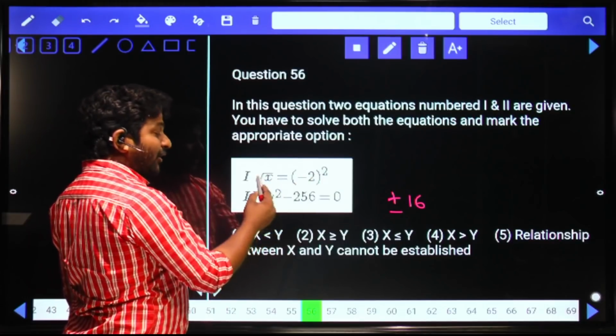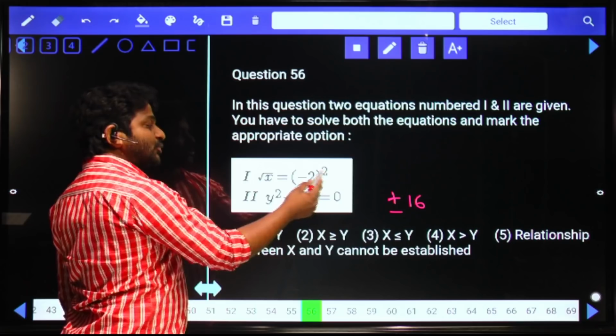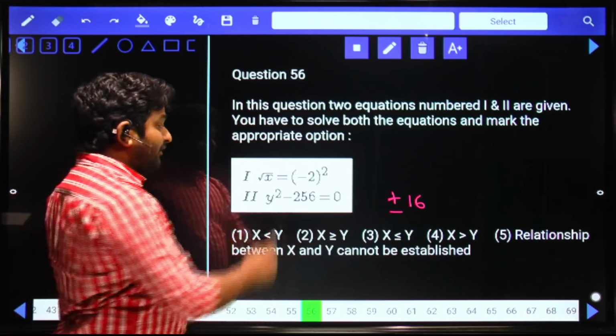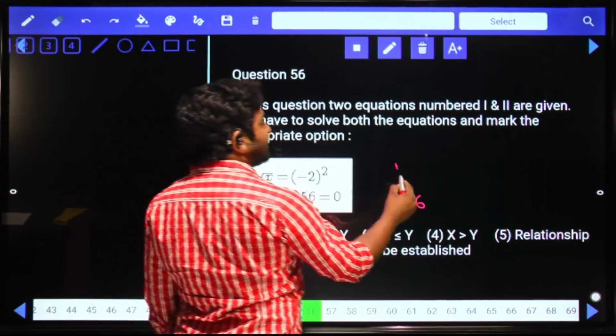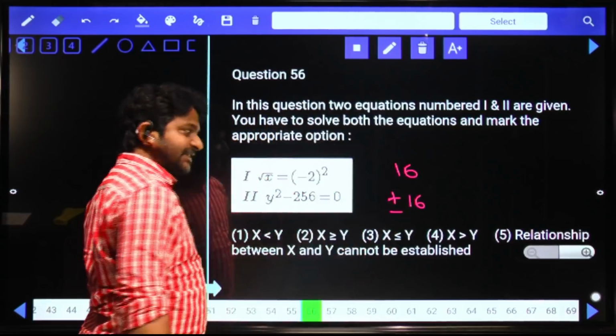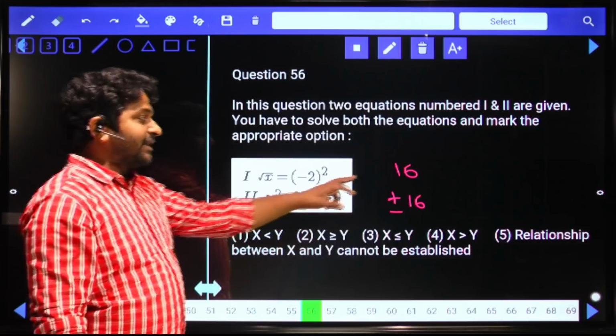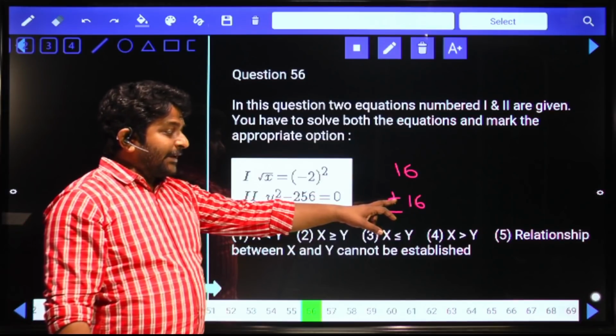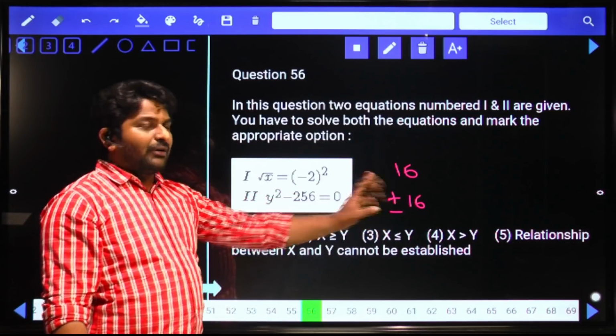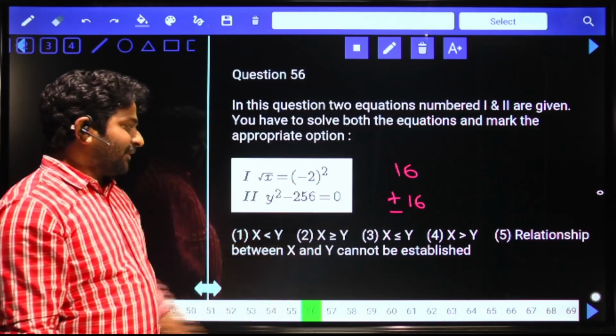Minus 2 whole square. Root x is equal to minus 2 whole square, which is equal to 4. If root x is equal to 4, x is equal to the positive number 16. A root value can never be negative. So x is greater than or equal to y.